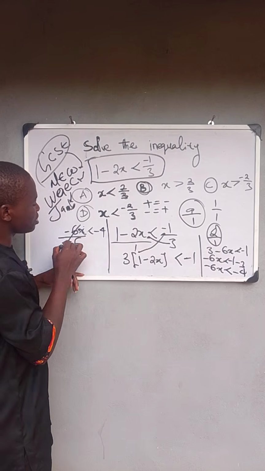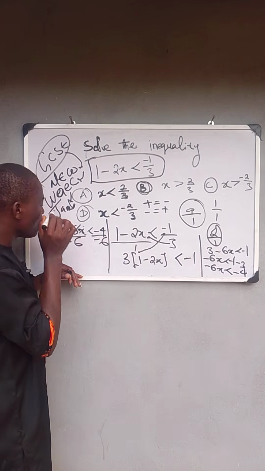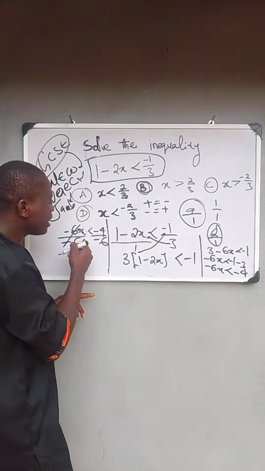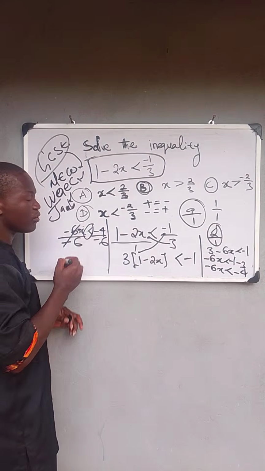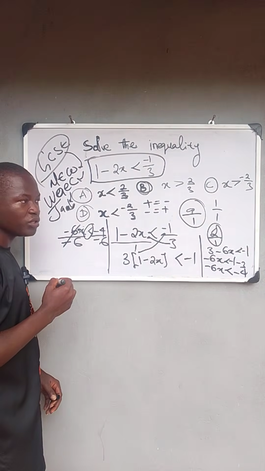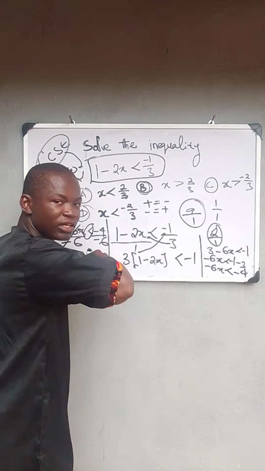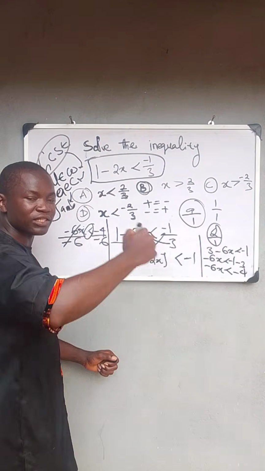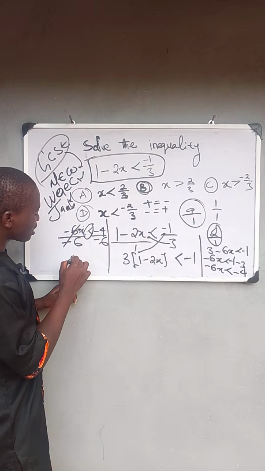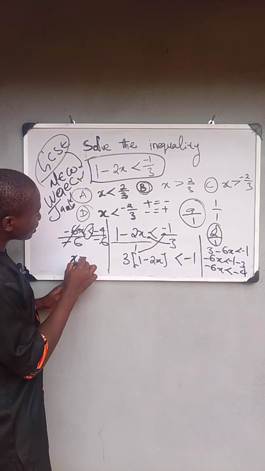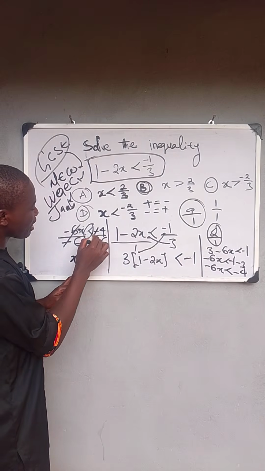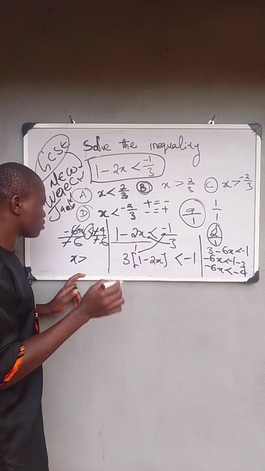Divide both sides by minus 6. But the trick here is this. When negative sign crosses this inequality sign, what is going to happen to it? If it is less than, it will change to greater than. If it is greater than, it will now change to less than. So x will now be greater than minus, cancel, minus is plus.